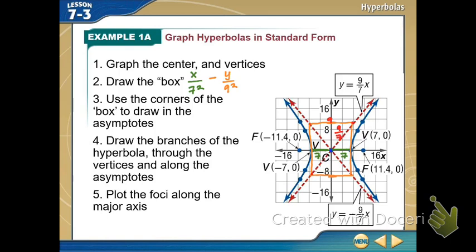So to actually graph the hyperbola, we put the asymptotes in. Those are the red dashed lines. And then we draw the branches of the hyperbola. So starting at the vertex right here, going out and along the branches, out and then getting closer and closer to the asymptotes. And you can plot a couple of points just to get the exact shape.